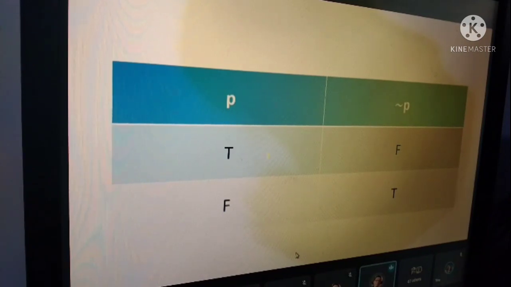Kasi yung totoo, ninegate mo, halimbawa, 2 plus 3 equals 5. Totoo to. No? So, if this is your P, 2 plus 3 equals 5, it's true. Kapag ninegate mo siya, negate P. No? So, kapag ninegate mo si P, ang sagot mo na ngayon ay 2 plus 3 instead na equal, not equal 5. Negate siya. So, ang true, kapag ninegate mo, magiging false. Hindi naman totoo na 2 plus 3 is not equal to 5.